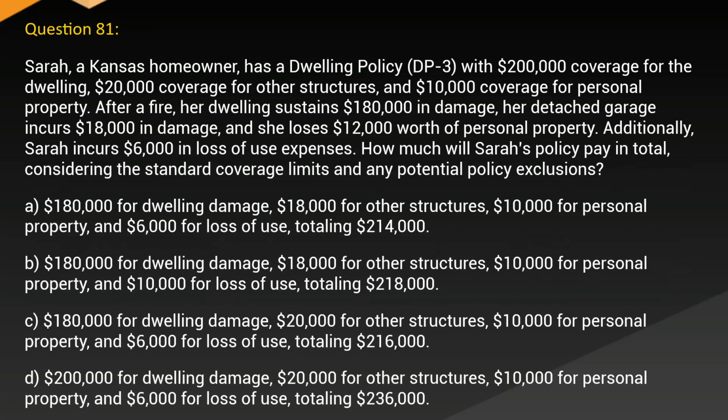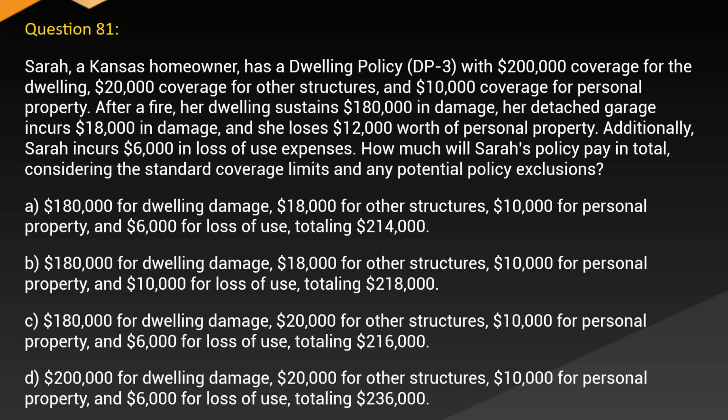Question 81. Sarah, a Kansas homeowner, has a dwelling policy DP3 with $200,000 coverage for the dwelling, $20,000 coverage for other structures, and $10,000 coverage for personal property. After fire, her dwelling sustains $180,000 in damage. Her detached garage incurs $18,000 in damage, and she loses $12,000 worth of personal property. Additionally, Sarah incurs $6,000 in loss of use expenses. How much will Sarah's policy pay in total considering the standard coverage limits and any potential policy exclusions?